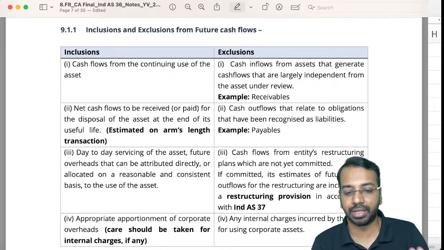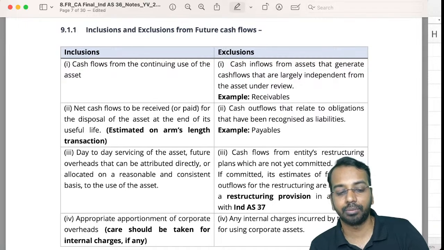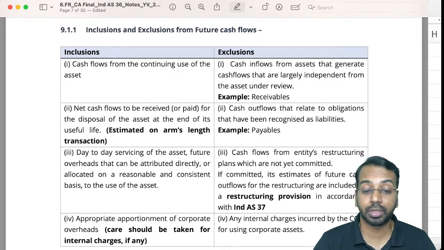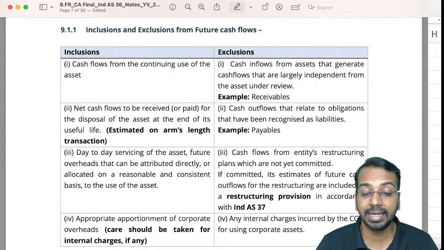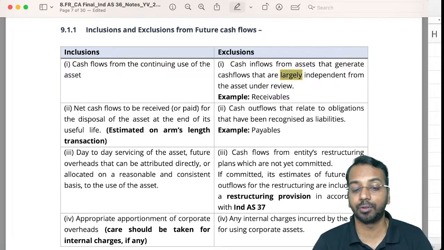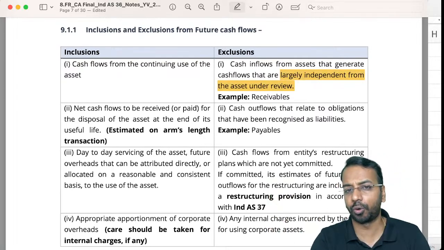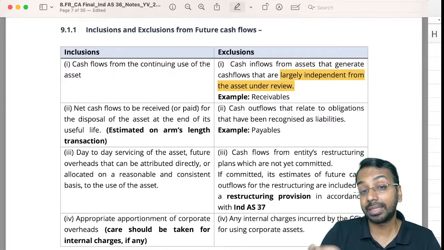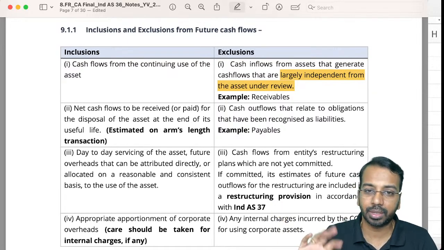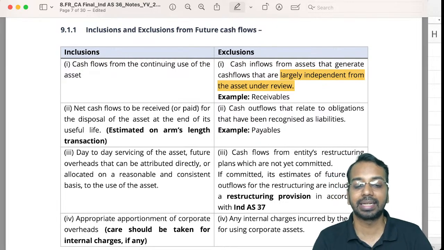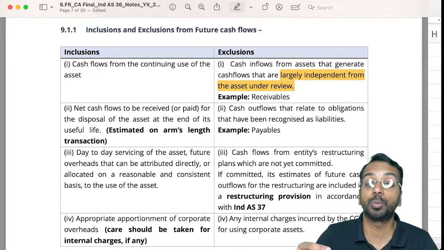So whatever cash flow you will generate by using that asset, you should include. Then what you should exclude: cash flows which are independent from the asset under review. Meaning to say, I have sold some product to the customer, already sold. Now the money for that product I will get from the customer whether I use the asset or not. So such things like receivables and payables should be excluded.